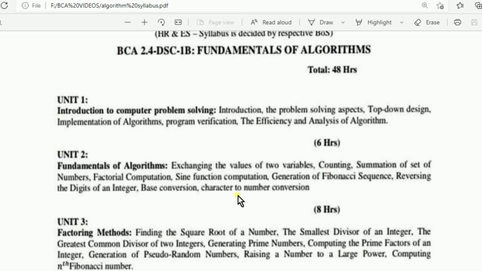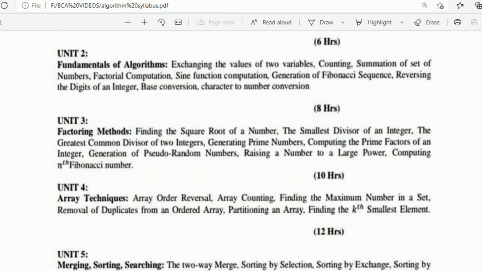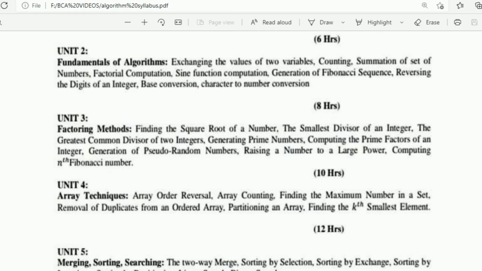And the factoring methods. Using factoring methods, how we can find the square root of a number, the smallest divisor of an integer, the GCD, prime number generation, prime factors of an integer, generation of pseudo-random numbers, raising a number to a large power, computing the nth Fibonacci number. All these things we will see in unit 3.